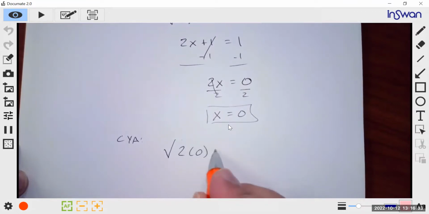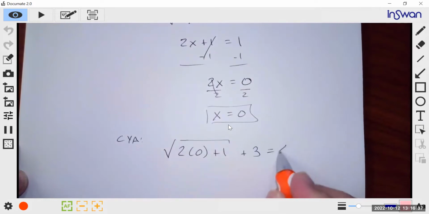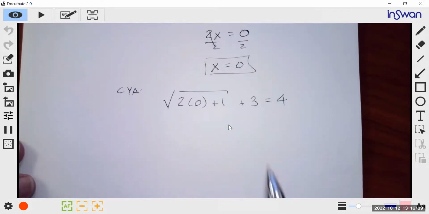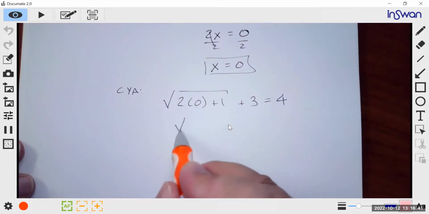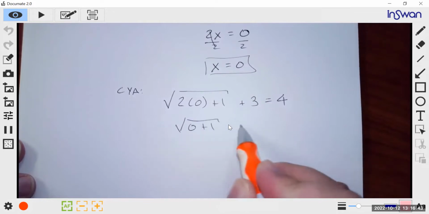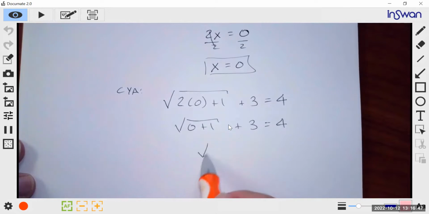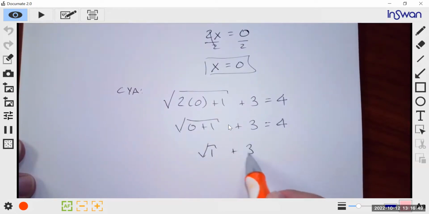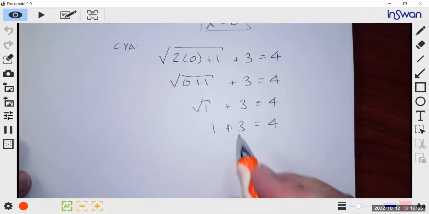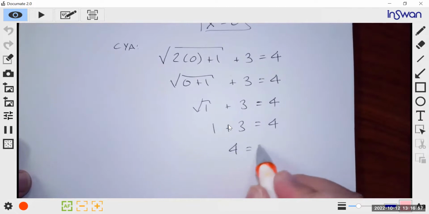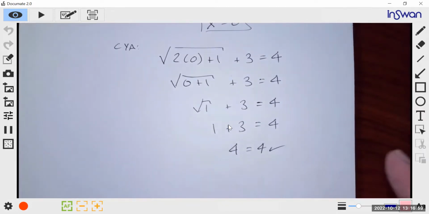Two times 0 plus 1 plus 3 equals 4. 2 times 0 is 0. 0 plus 1 is 1. Square root of 1 is 1. 1 plus 3 is 4. So x equals 0 is our solution.